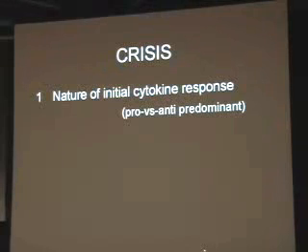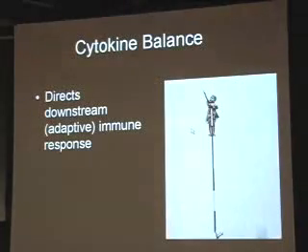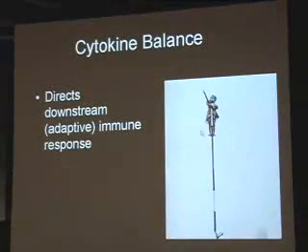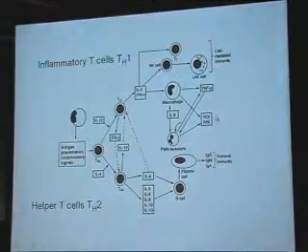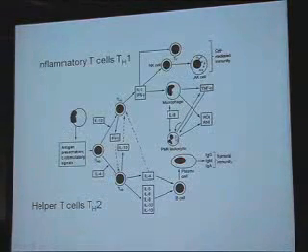Okay, so if we're going to talk about crisis and generating immune insufficiency, one of the axes we're talking about is the initial cytokine response, being pro or anti-inflammatory. But one of the other properties of this cytokine response is that it directs later adaptive immune responses. And I find this as terrifying as you do, and we're going to take it very slowly, and I hope it's going to be a little bit clearer.